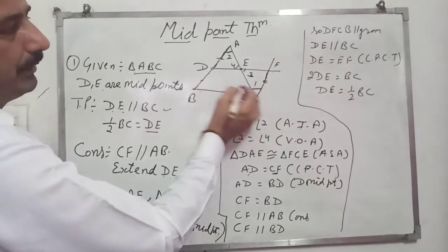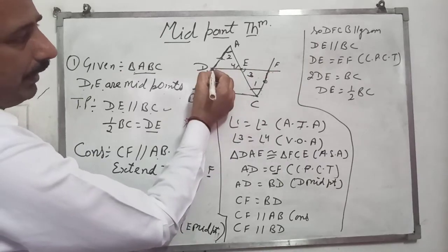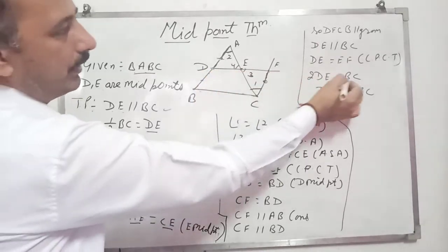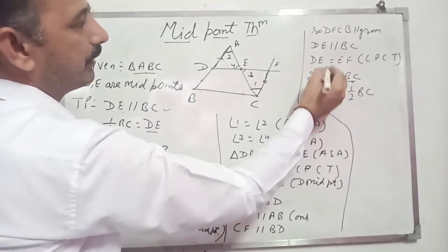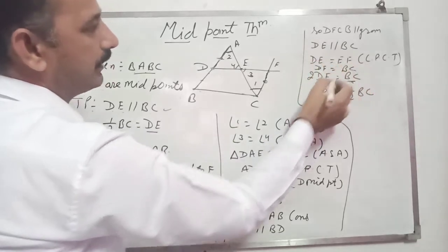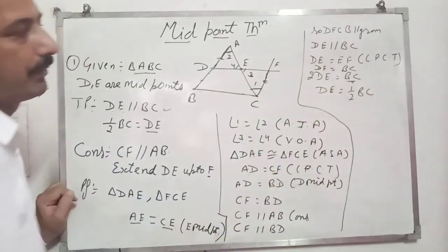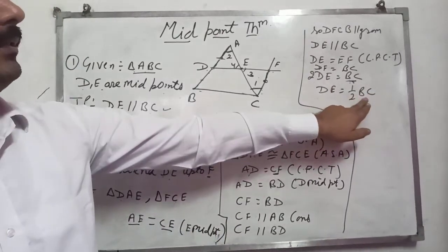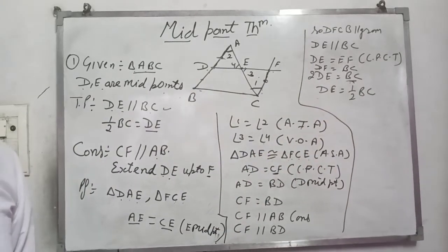Second one, DF is equal to BC. DF equal to BC, but DE equal to EF, so we can write it as 2DE. So 2DE equal to BC. Then 2 goes to the other side and divides BC, so DE equal to half of BC. We have proved these two things, right?